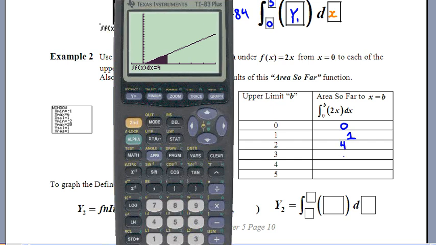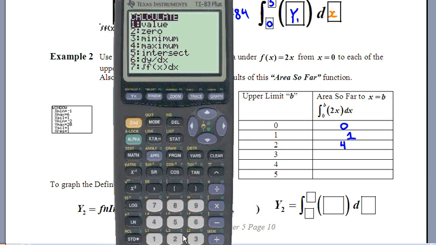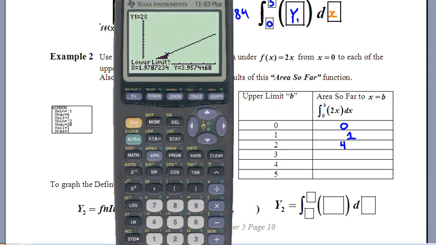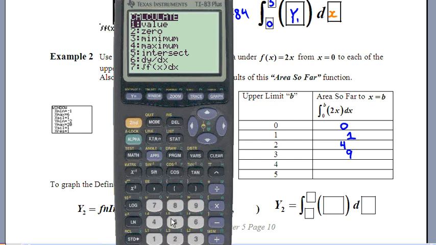Interesting. If I only stop at 1, I get 1. If I stop at 2, I get 4. Let's keep trying this. Okay, option number 7, starting at 0. So we're practicing this idea of using your calculator to help you out. If I go from 0 to 3, I get an area of 9. And sure enough, this pattern that's starting to develop holds true.